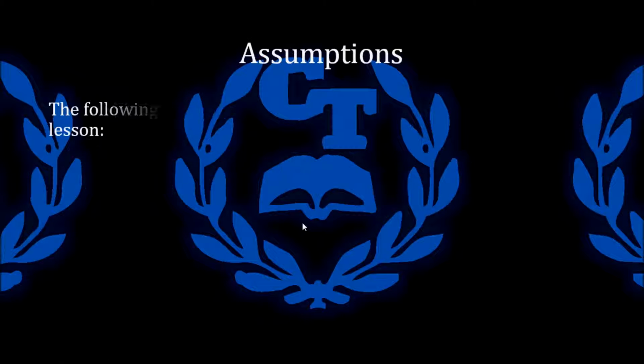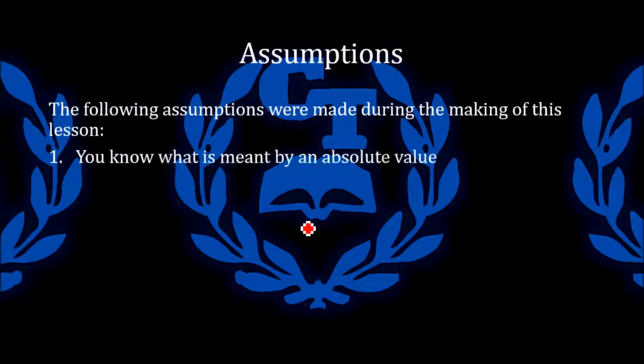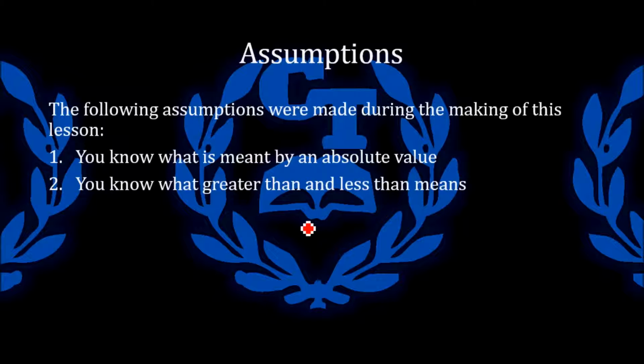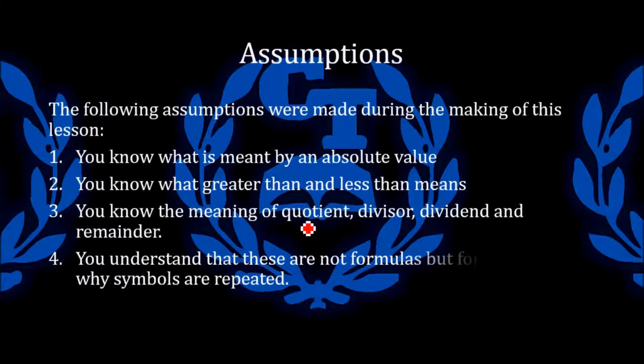Now, when you go through this, there will be a couple of assumptions for the lessons. These assumptions are that you know what is meant by an absolute number value, you also know what greater than and what less than means, and you know the meaning of quotient, divisor, dividend, and remainder. And you should also understand that these are not formulas that you'll be seeing in the lessons, but really formats that you should follow, which is why you would have symbols being repeated.